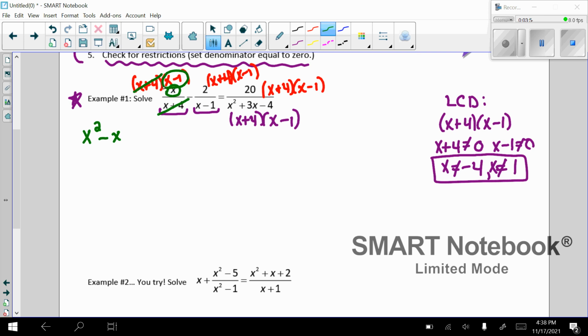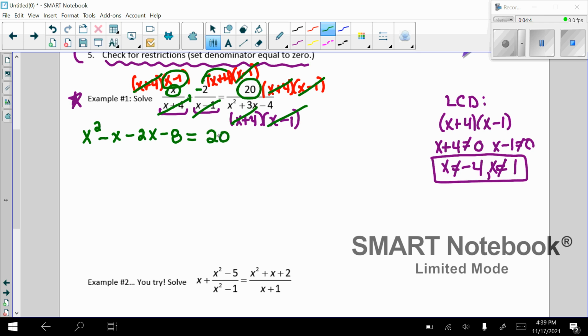For the next term, what I would suggest you do is make this plus a negative, so we don't lose our negative sign there. Now we have negative 2 times x plus 4 times x minus 1 over x minus 1. The x minus 1's cancel each other out. So now we can distribute negative 2 into the parentheses. So we'll have minus 2x, and then minus 2 times 4 is minus 8. Equals, and our third fraction, everything will cancel out. So we're just left with 20.